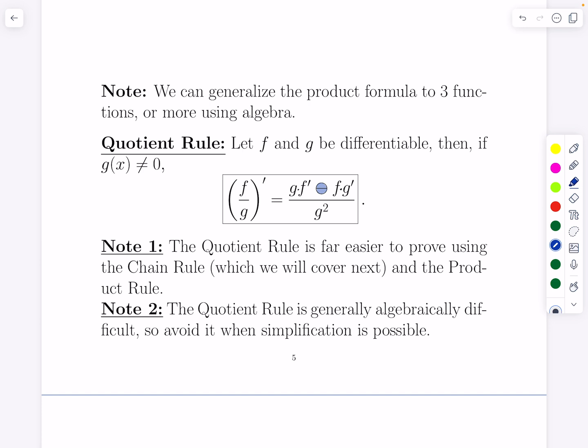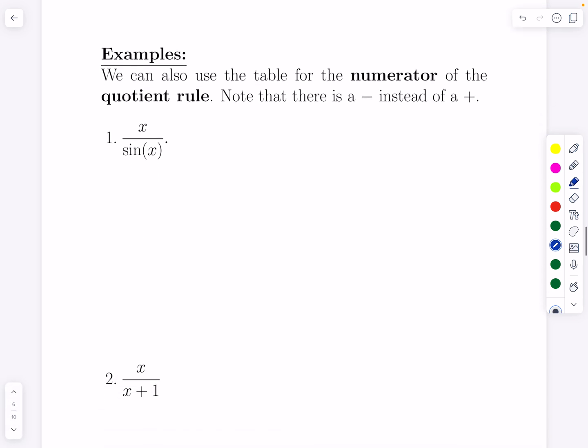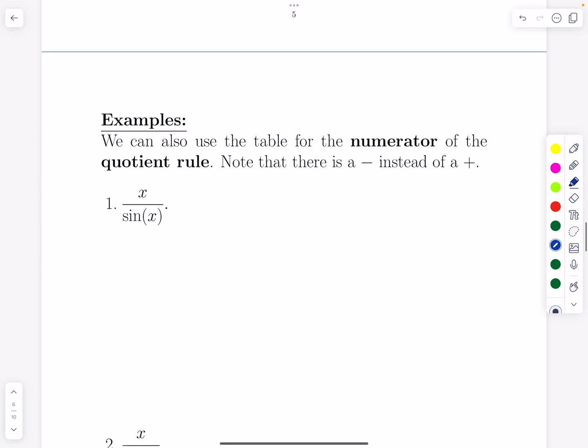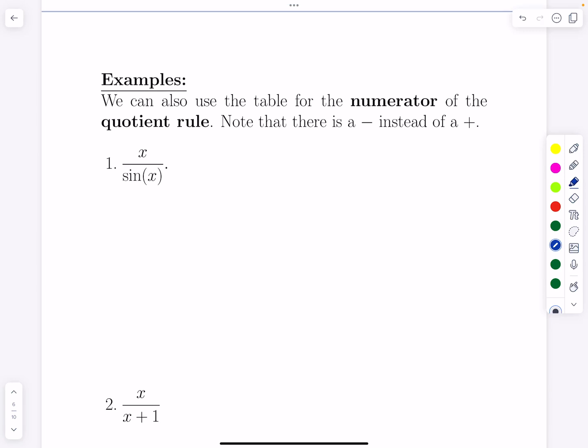So the product rule is easy to prove using the chain rule. And the product rule, and we will do this next time. And the quotient rule is generally algebraically difficult. So we should avoid it when we can simplify. Yeah? So when we can cancel out or multiply out, we should do that before and then take the derivative. Okay, here are some examples. And we'll do this together. How many? 1, 2, okay. So I write it again here.